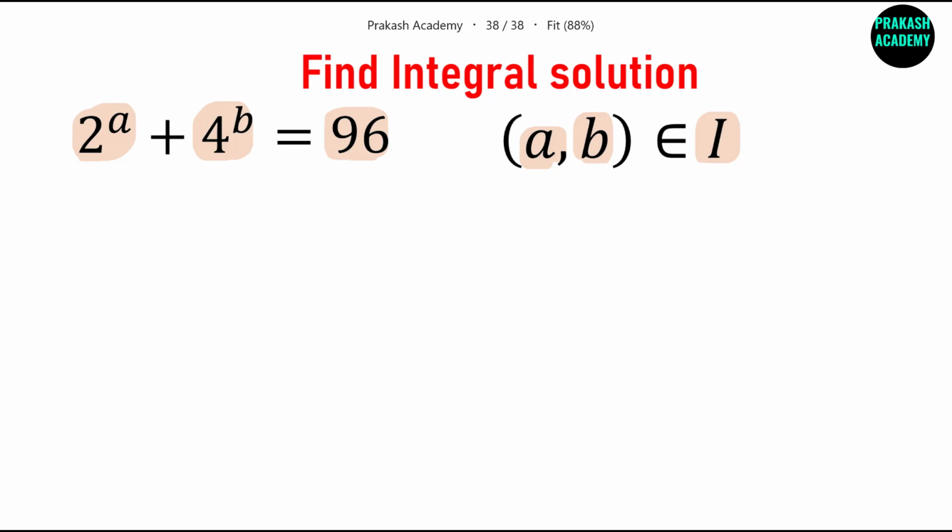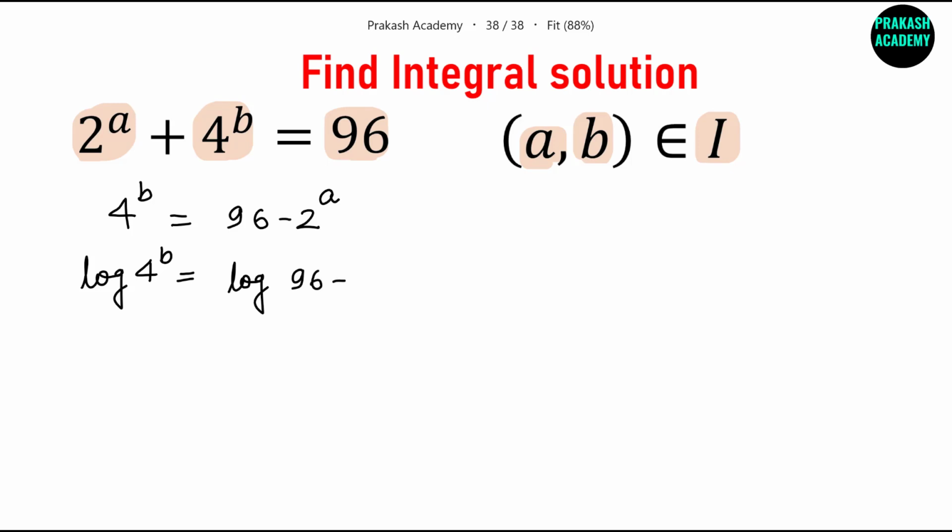A general method can be taking log and then solving, but that basically does not give the integral solution. So let us try to see what I want to say. I can write this expression as 4 raised to the power b is equal to 96 minus 2 raised to the power a. Now I can take log on both sides. So this will be log of 4 raised to the power b is equal to log of 96 minus 2 raised to the power a.